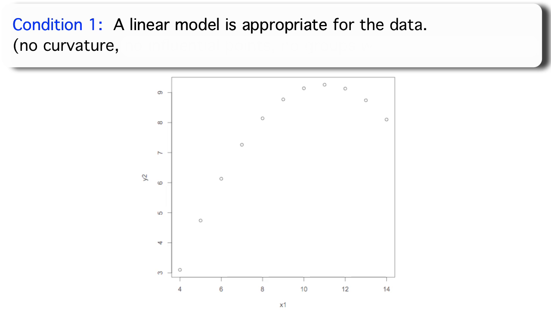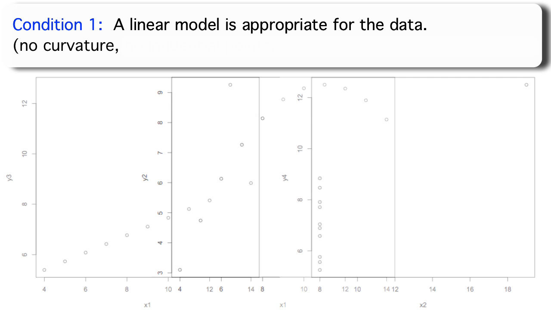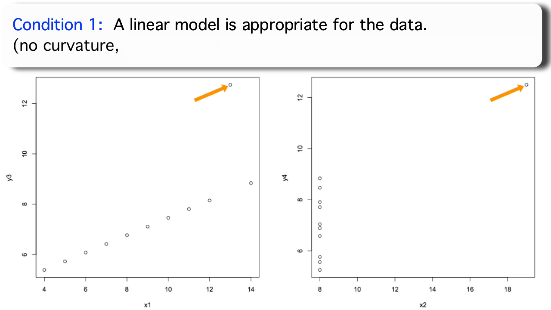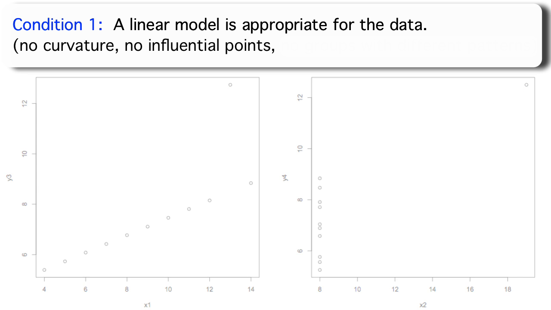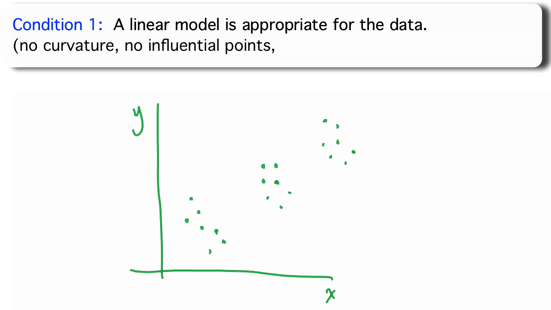We've seen examples where a curve would be more appropriate, and examples where an influential point changes the nature of the relationship. In these cases with an influential point, a model that either doesn't use or accounts for the influential point would be a better choice. Sometimes the data come in groups, and rather than one model to explain all of the data, it would be better to model each group separately.